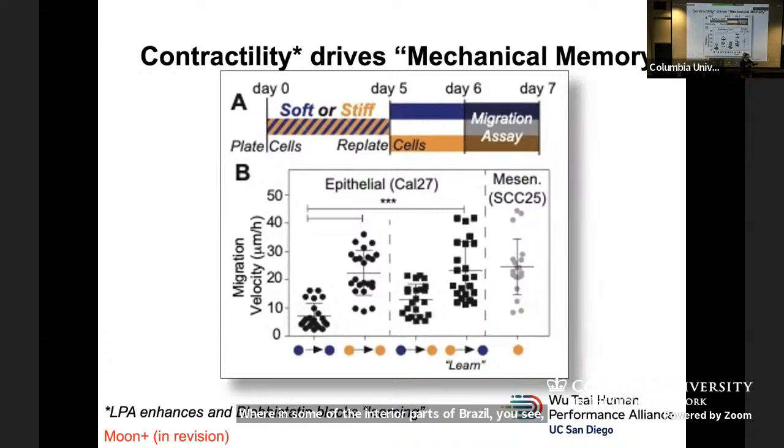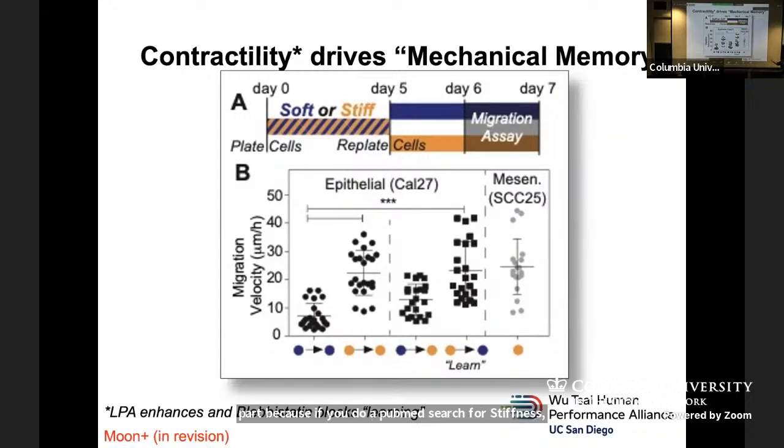So the basic idea is that we want to figure out when the cells transition from a soft environment to a stiff environment, and they begin to imprint what the stiff environment is telling them. So they're undergoing EMT. Then when we take them out of that environment and put them into something that's relatively soft again, like as the cells are disseminating back out into the stroma, do they have any memory of that environment? And so we call this contractility drives mechanical memory.